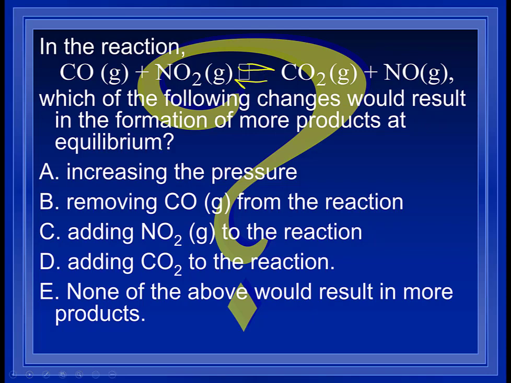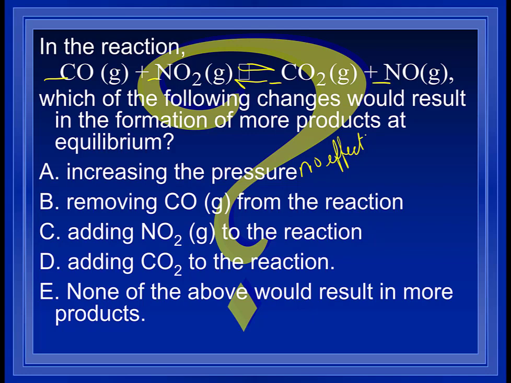Okay. Here's another equilibrium. Carbon monoxide and nitrogen dioxide make carbon dioxide and nitrogen monoxide, which would result in the formation of more products. So I want more carbon dioxide, more NO. If I increase the pressure, what's going to happen? Well, this equation is balanced, so there's 2 moles of gas here and 2 moles of gas there. Which side has less gas? Neither side. So there's no effect on equilibrium position.